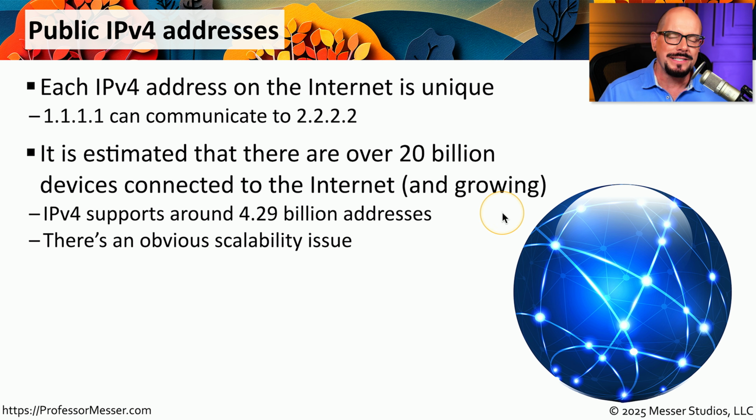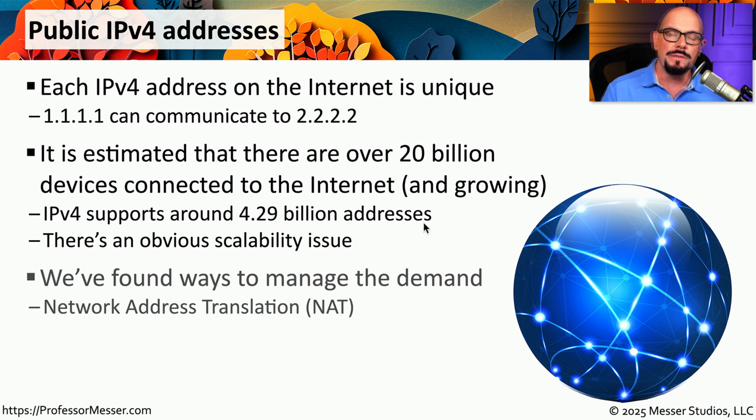So how do we connect and communicate between all of these different 20 billion devices if there's only 4.29 billion addresses to go around? One of the ways we're able to do that is by taking some of those addresses and changing them into a private address using a technology known as network address translation, or NAT.